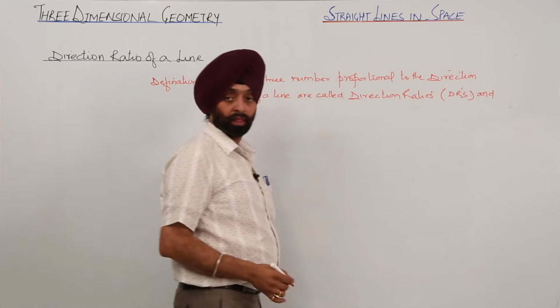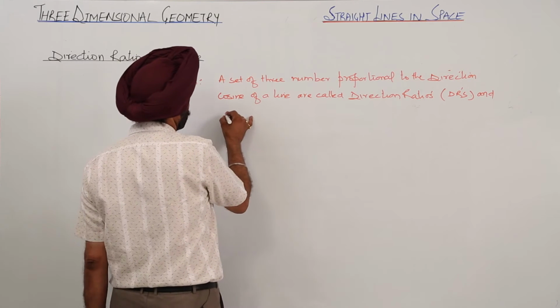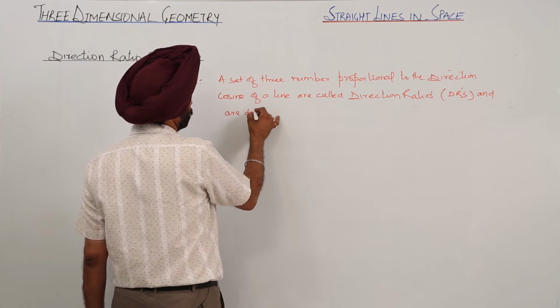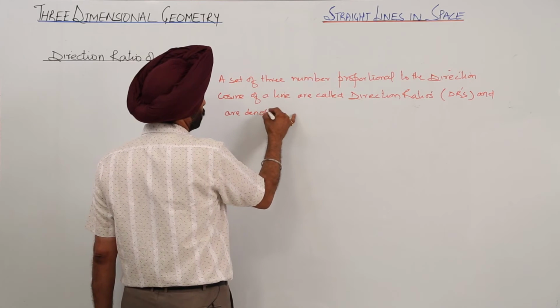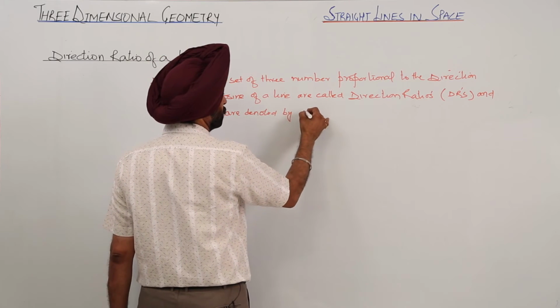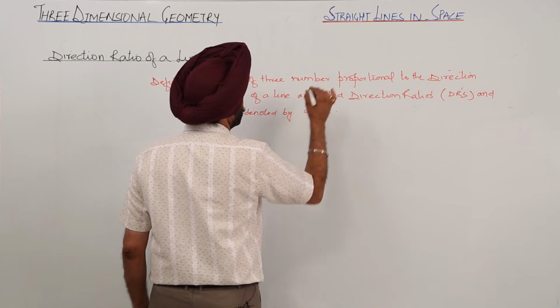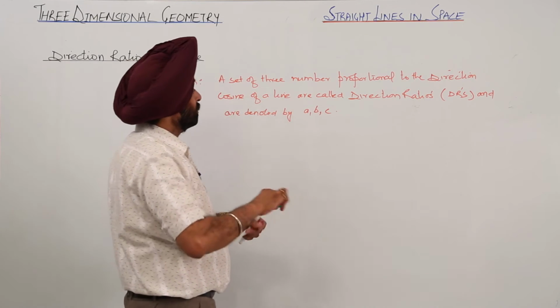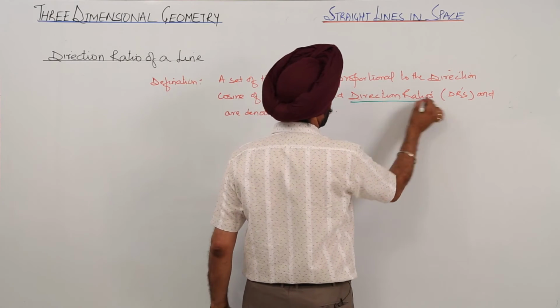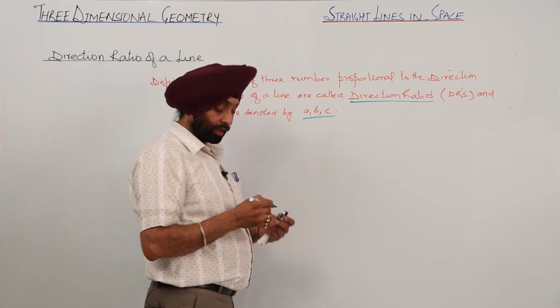and are denoted A, B and C. So we are having, what are the direction ratios? A, B and C are the direction ratios.